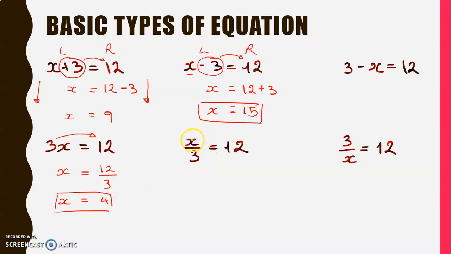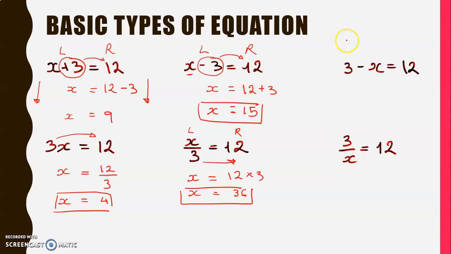In the next one we have x divide 3, so x over 3. Identify that operation: x divide 3 is 12. Now work backwards. 12, opposite operation, times 3 is x. So we move this 3 to the other side. We only have x on the left side, and we have 12 because it's already there, and we bring over this 3, times 3. x equals 12 times 3 is 36, and that's our answer to this one.